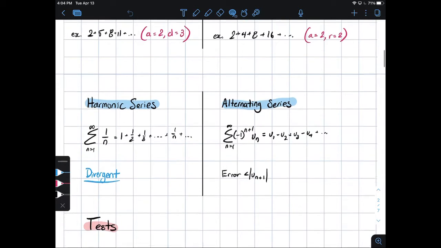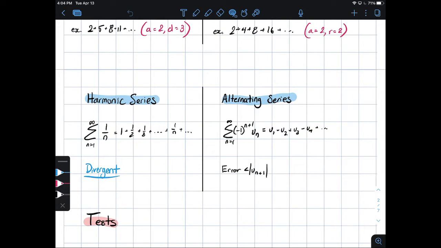Now we have a harmonic series, which is just the summation of 1 over n, and that's always going to be divergent. That's a very important thing. You want to know the harmonic series.